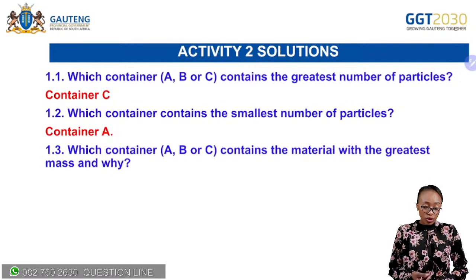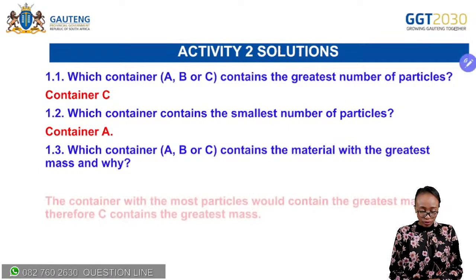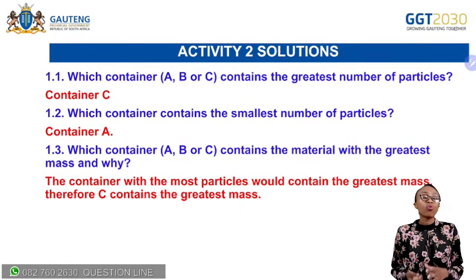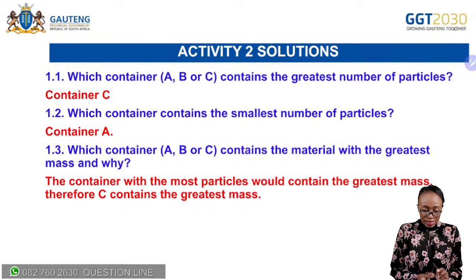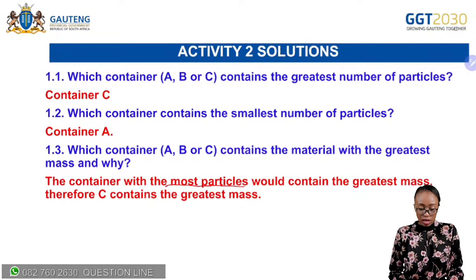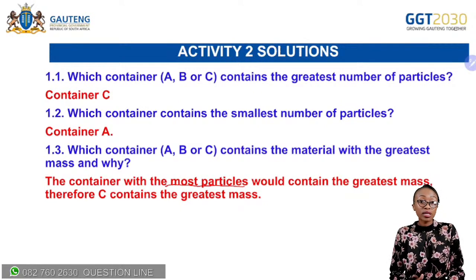Now, the third question, which container, A, B, or C, contains the material with the greatest mass and why? The container is container C. Why am I saying it's container C? Let's look at the solution together. The container with the most particles would contain the greatest mass. So container C has the greatest mass. If you remember, container C was the solid and it had the most number of particles.